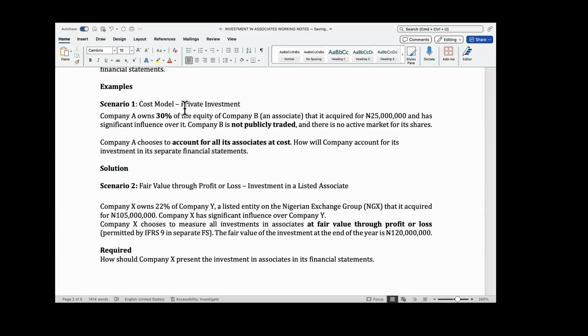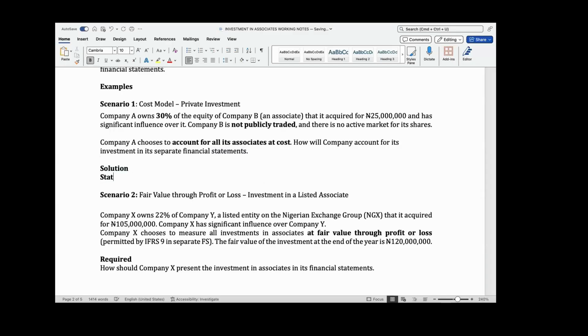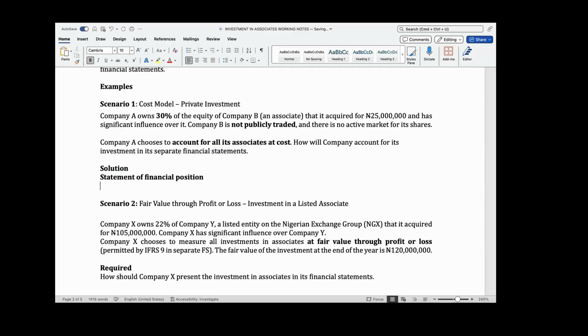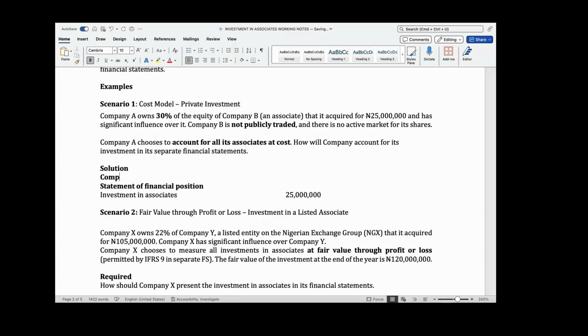So for this one, I've told you clearly that this company has 30%. So that means company B is an associate. So all it does is that in the statement of financial position, it will just put investment in associates at 25 million at cost, which is this company A. That is all it does.